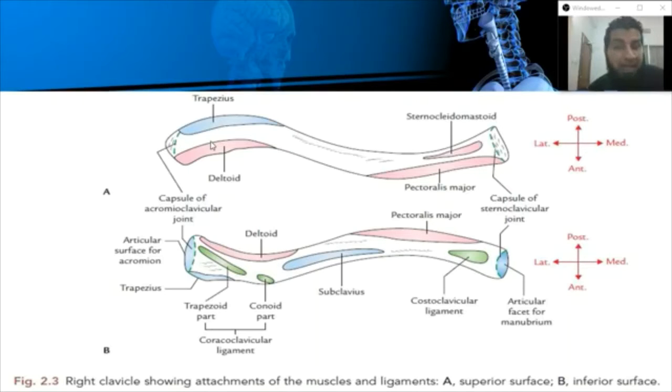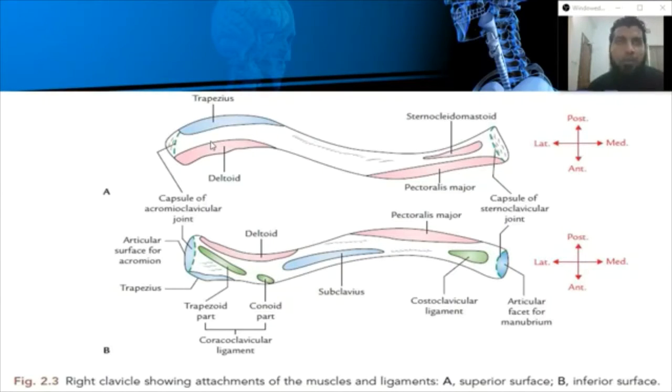Deltoid muscle is supplied by axillary nerve. Then axillary nerve coming from which cord? The next question. Axillary nerve coming from the posterior cord of the brachial plexus. And what will occur if the axillary nerve is damaged? Then the deltoid muscle will be paralyzed, and the function of deltoid muscle in case of shoulder joint is the abduction from 15 to 90 degrees.